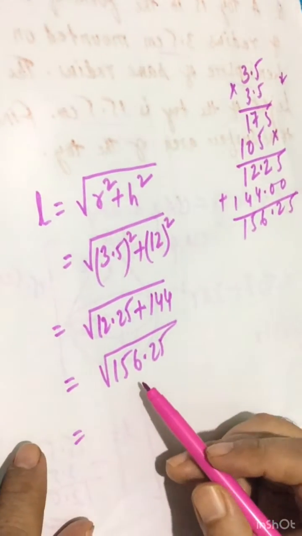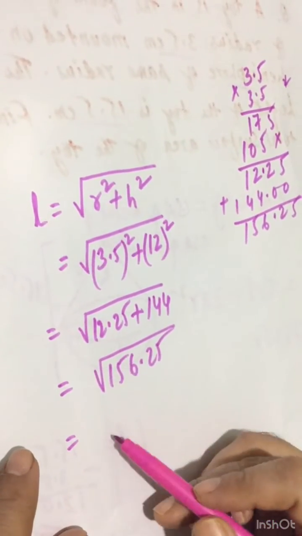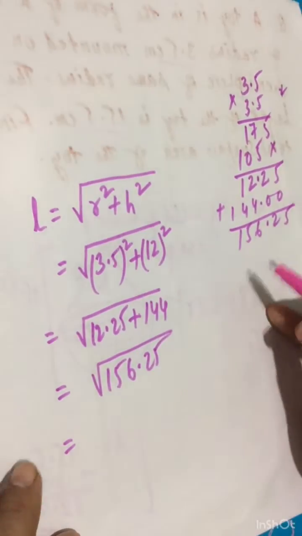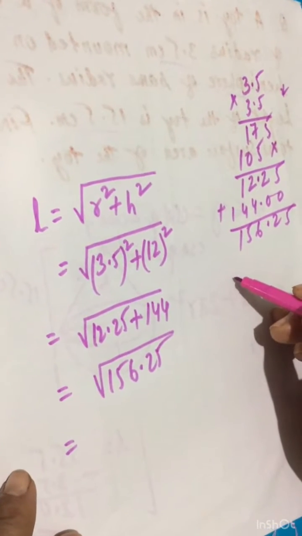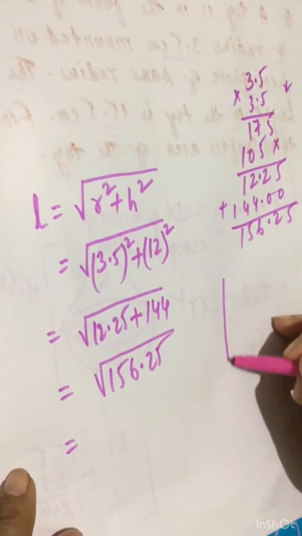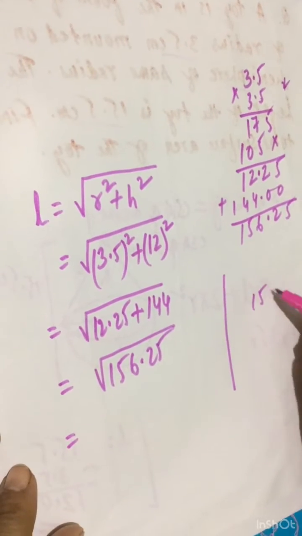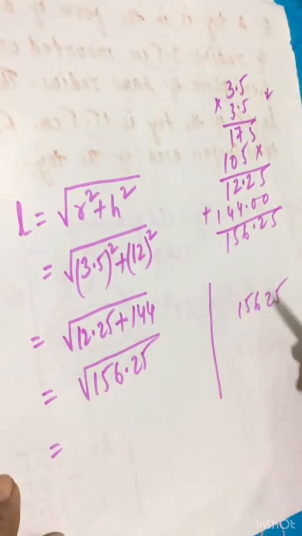Now how much will the square root come out to be? For that we need to find the factors here. Let me show you this factorization also. So 15625, the decimal we will arrange later on.